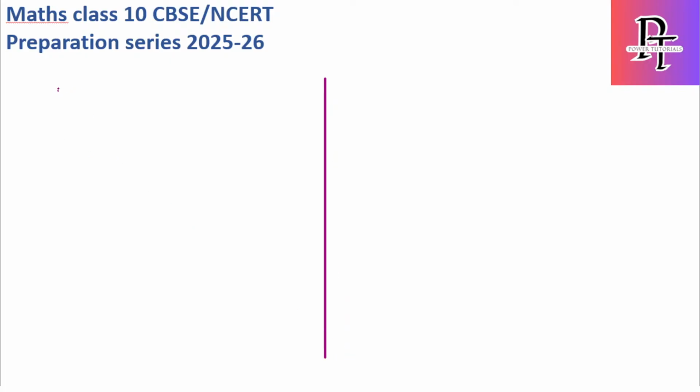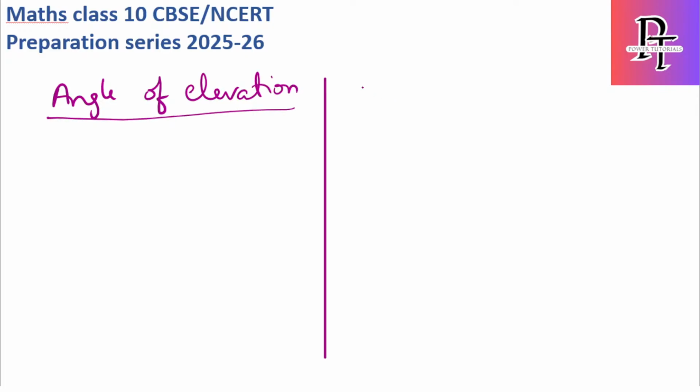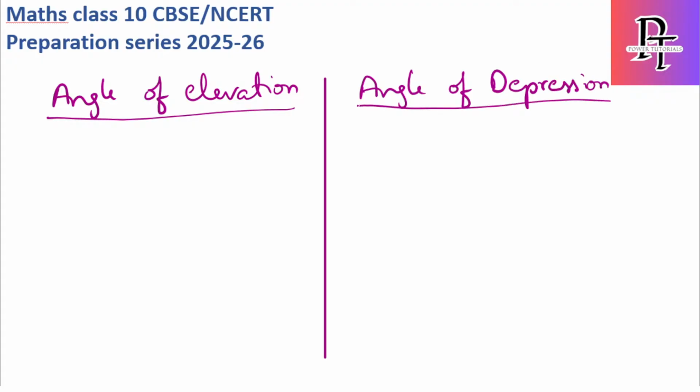Which are angle of elevation, and the second topic is angle of depression. So only these two topics are there in this chapter, and for the rest we have to use the trigonometry ratio values which you already know from the table values. Okay, so what is angle of elevation? I will explain with the help of a diagram, that will be easy.